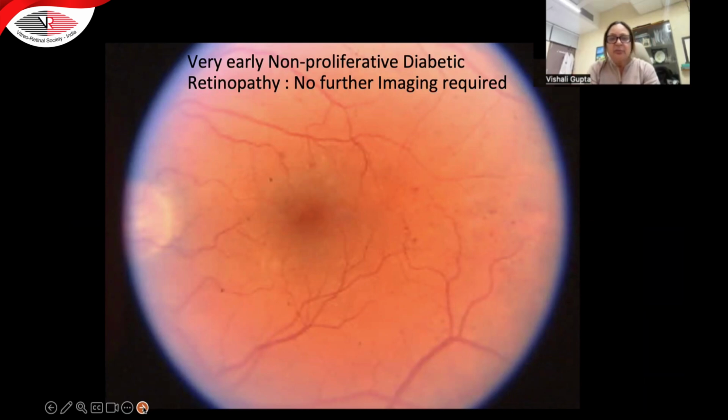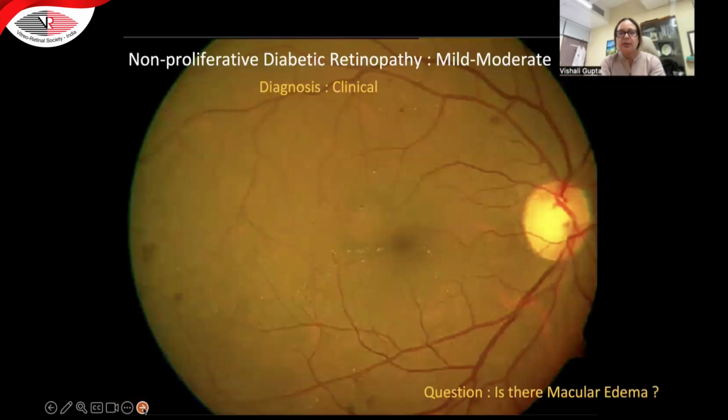So, how does it begin? As I mentioned, pericyte loss is one of the earliest signs. When that happens, you see microaneurysms, like these small little dots. So, this is very early non proliferative diabetic retinopathy, and you do not need anything else to diagnose it other than your clinical examination. If you see it, just ensure good metabolic control and regular follow-up.